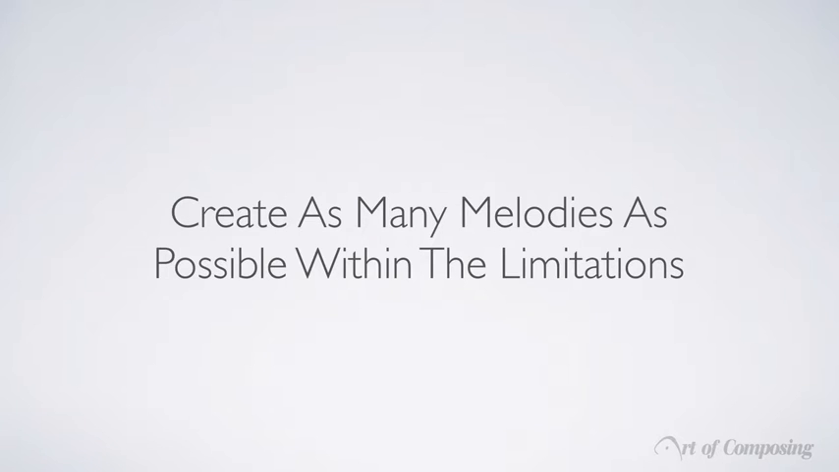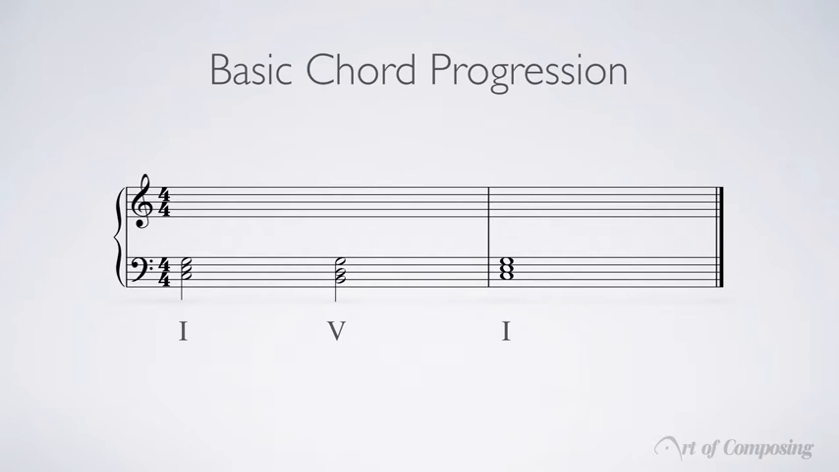So let's illustrate. Let's say that you have some given chords and you want to create a melody that only uses chord tones. Well, the first thing you need to do is you need to know the chord tones that you can use. In this case, we have a C, E, and G for the first chord, and we have a G, B, and D for the second chord, and then for the last chord we have C, E, G again.